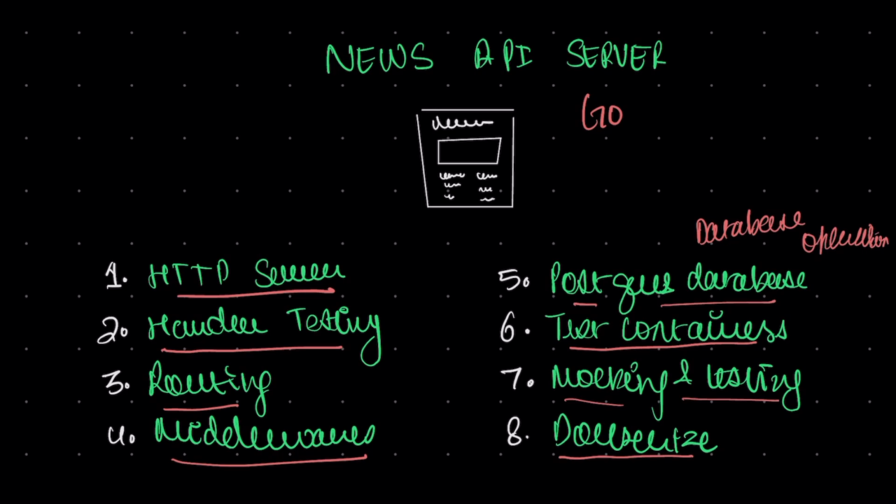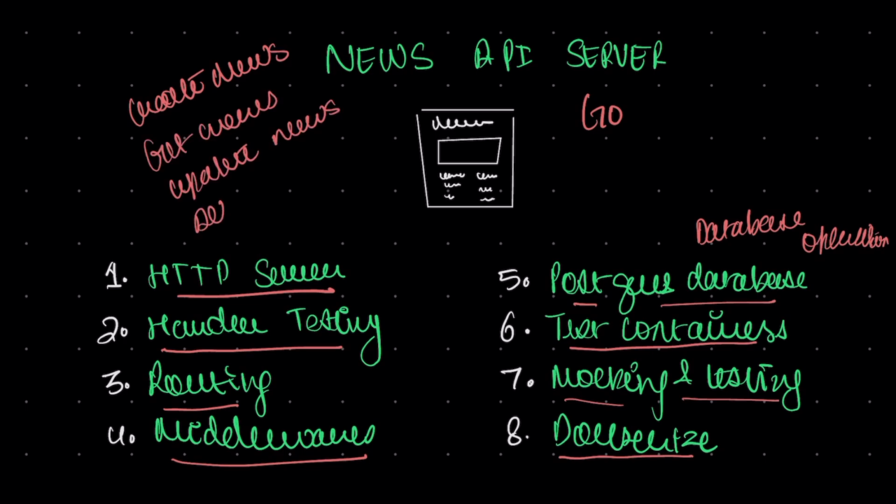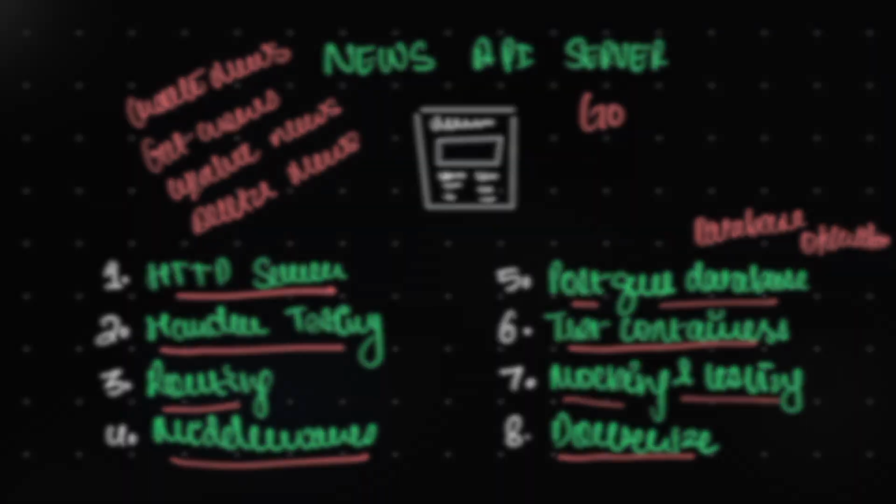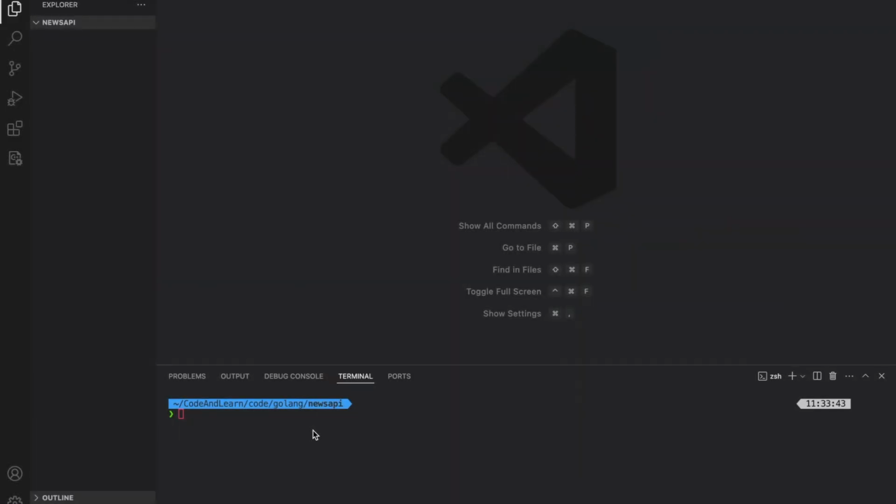The news API server, as the name suggests, is going to work on the news resource. So we will create news, get news, update news, and then delete news. These are the few operations that we will perform using the news API server. So that's it for the introduction. Let us now dive into the code. Now let's first initialize our module here.